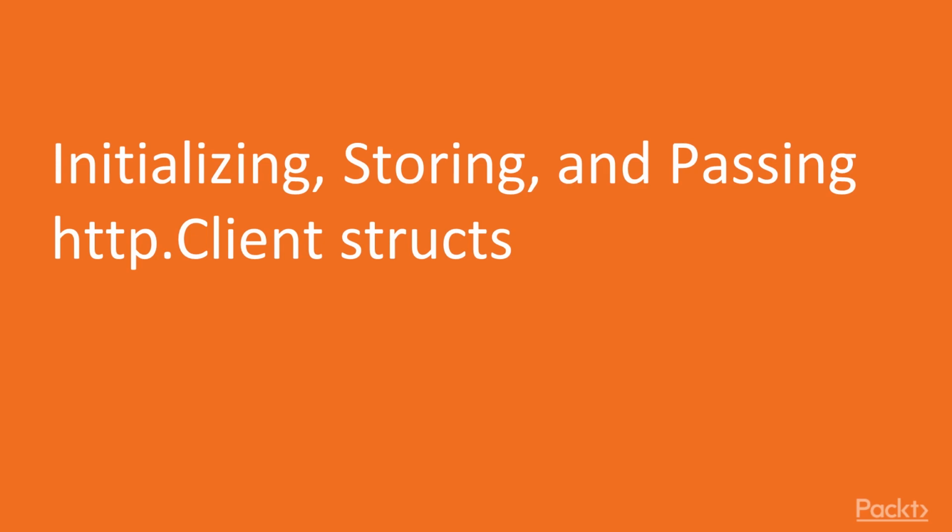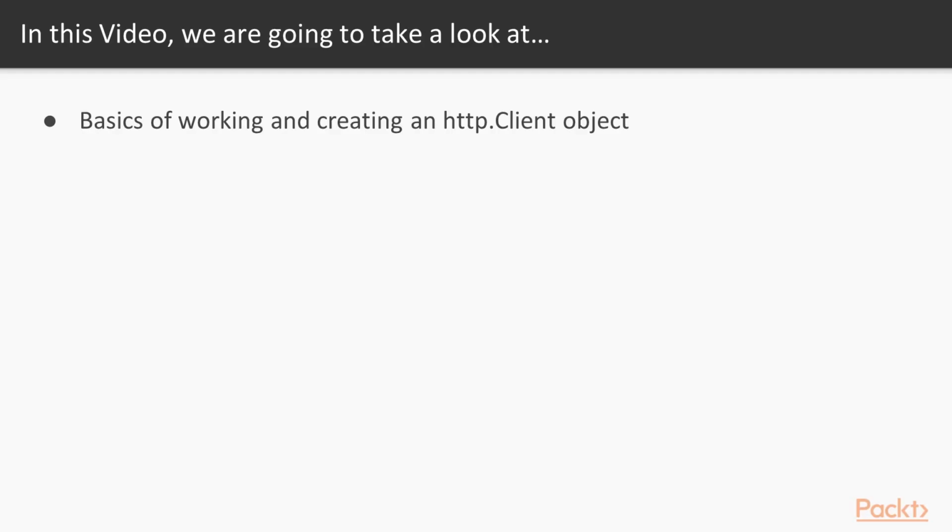Now, we move on to the first video of this section that deals with initializing, storing, and passing http.Client structs. The Go net/http package exposes a flexible http.Client struct for working with HTTP APIs. This struct has separate transport functionality and is relatively simple to short-circuit requests, modify headers for each client operation, and handle any REST operations. Creating clients is a very common operation, and this video will start with the basics of working and creating an http.Client object.